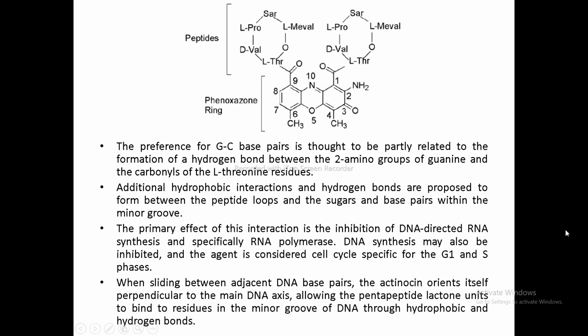So when sliding between adjacent DNA base pairs, the actinomycin orients itself perpendicular to the main DNA axis, allowing the pentapeptide lactone units to bind to residues in the minor groove of DNA through hydrophobic and hydrogen bonds. So when this phenoxazone ring gets inserted between the guanine-cytosine base pair, at that time the drug orients itself perpendicular to the main DNA axis, which allows the pentapeptide to bind to the minor groove of the DNA through hydrophobic interaction and by forming hydrogen bonds.